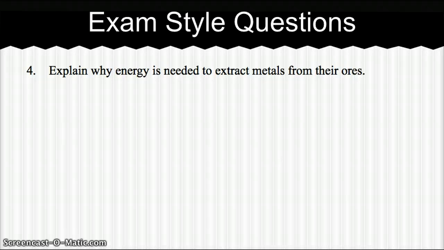And finally, question 4. Again, here you have been asked to explain. Explain why energy is needed to extract metals from their ores. So an example answer would be something like this. Energy is needed to physically break up the ore and separate the mineral from the gangue. Energy is needed to bring about the chemical decomposition of the mineral so as to extract the metal. The decomposition of a compound needs the input of energy to break the bonds holding the compound together.